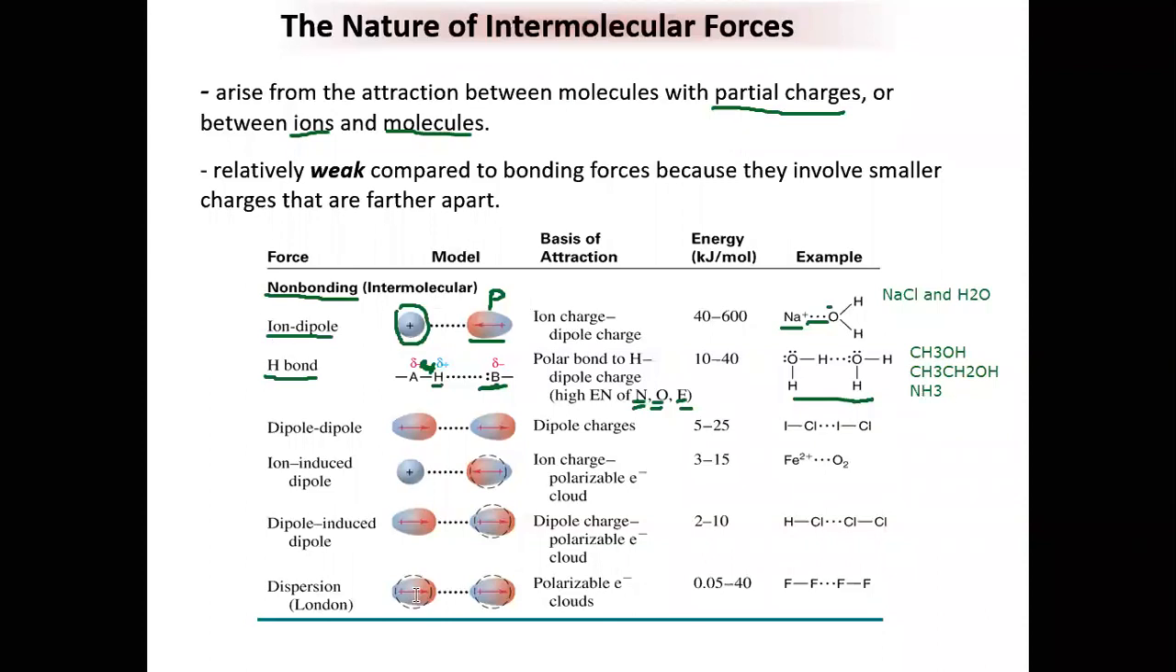So ion-dipole is the strongest, and then hydrogen bonding would be the second strongest. This is when we're comparing, as I like to say, apples to apples. There are some exceptions that we'll talk about later. Third, dipole-dipole.